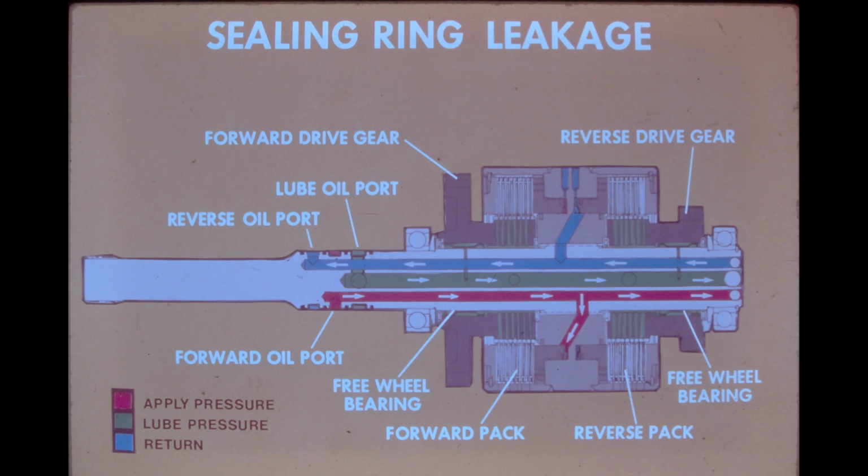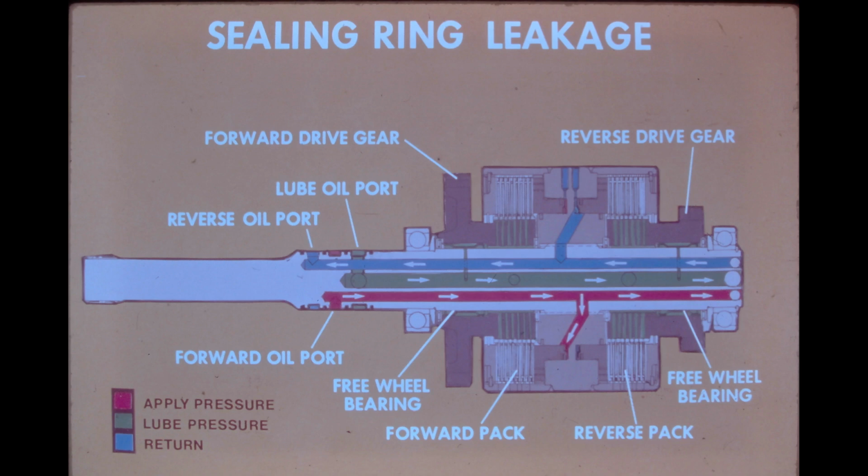If a low forward apply pressure is accompanied by a high lube pressure, a failure of the sealing ring on the shaft between the two supply ports is indicated. If a low forward apply pressure is accompanied by any pressure on the draining reverse oil supply line, failure of the sealing ring between the two apply pressure ports is indicated.